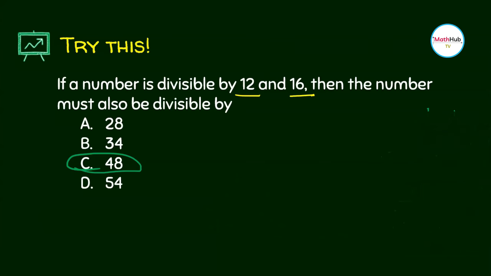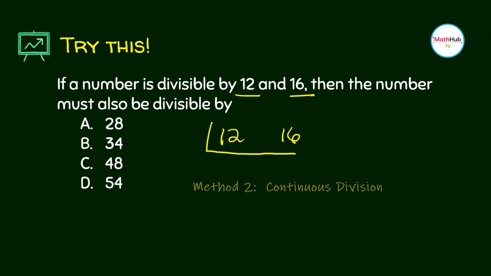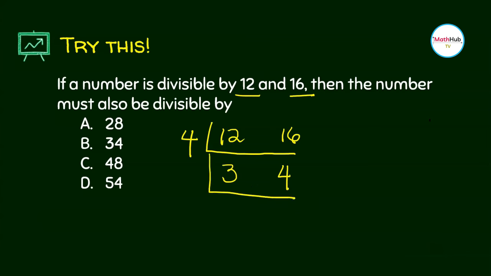Anyway, another way to find the LCM is by doing continuous division. Think of a number which divides both 12 and 16. It doesn't have to be prime. The bigger, the better. 4, and then divide. 12 divided by 4 is 3. 16 divided by 4 is 4. For this one, is there a number that can divide both 3 and 4? No more, right? So if that is the case, this is already our last row.